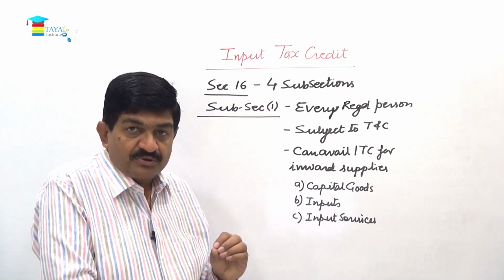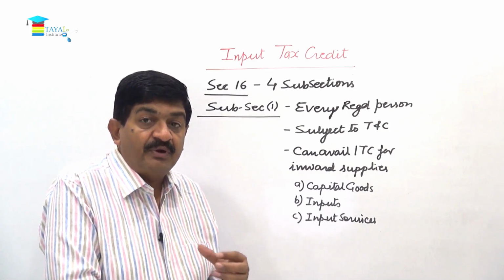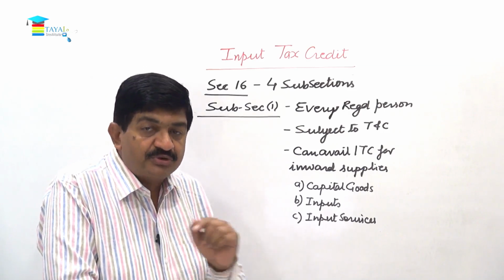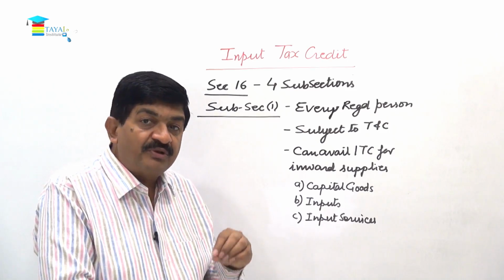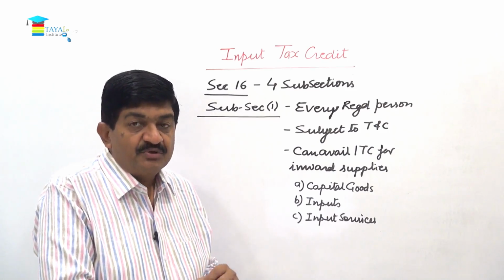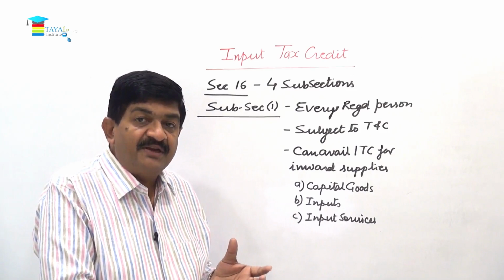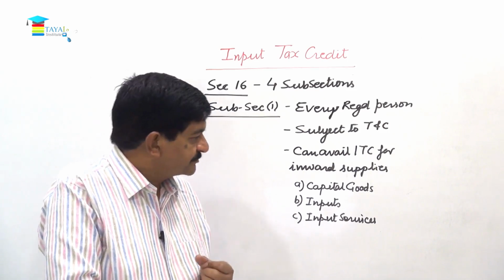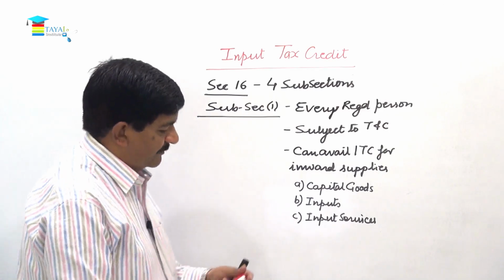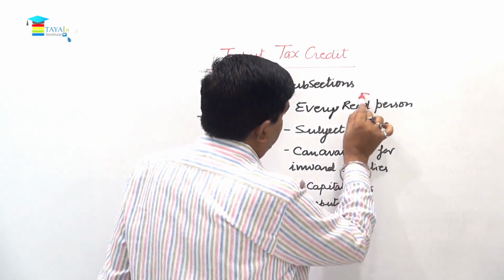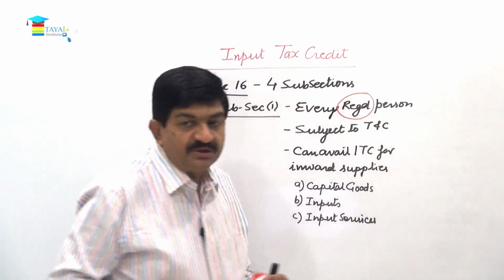In case of a doubt, when you are in practice, make a note of why you are taking credit on something. How come it is being used in the course or furtherance of business? So in the future, by chance if the reference is needed, you have a ready-made answer for that. So credit can be availed by every registered person. If the person is not registered, the question of credit does not arise.